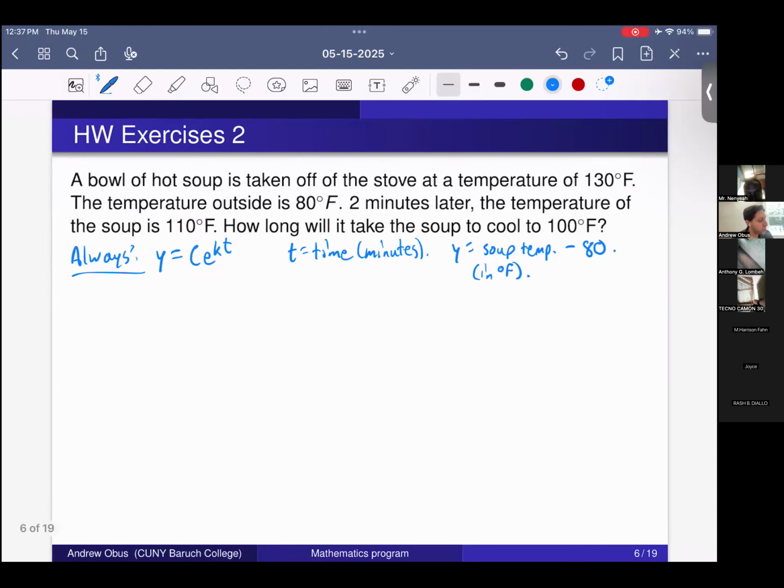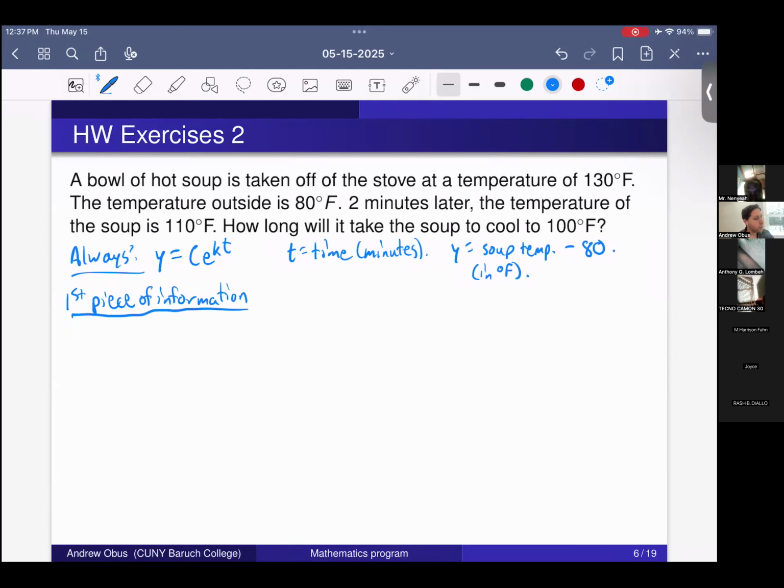Okay, so again, we need two pieces of information. First piece of information. What's the first piece of information? Well, it says it is taken off the stove at a temperature of 130 degrees Fahrenheit. So usually you're going to be told how we start. So we start, it's 130 degrees Fahrenheit. So this says when t equals 0, y is equal to 130 minus 80, which is equal to 50, right? Is that okay?